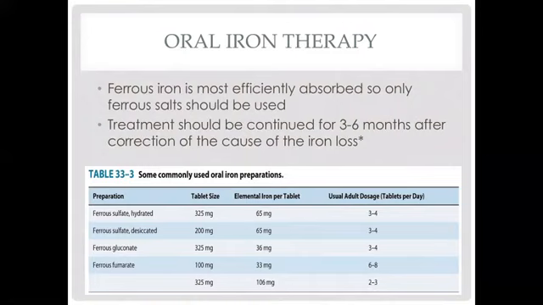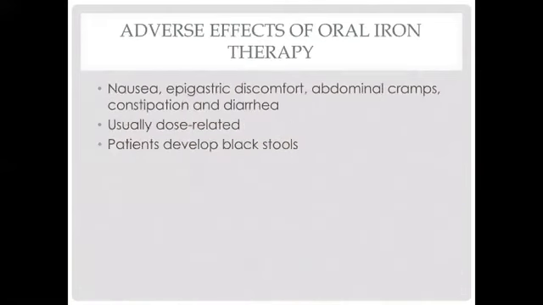Treatment must be continued for 3 to 6 months to ensure correction of anemia and replenishment of iron stores. The following are the adverse effects associated with oral iron therapy. Number 1 is nausea, epigastric discomfort, abdominal cramps, constipation, and in some cases, diarrhea. This is usually dose-related. Hence, these adverse effects could be managed by modifying the dose, such as lowering the dose. And in some cases, patients also develop black tarry stools.